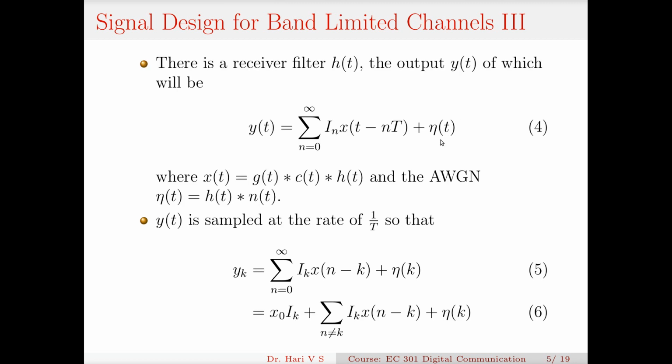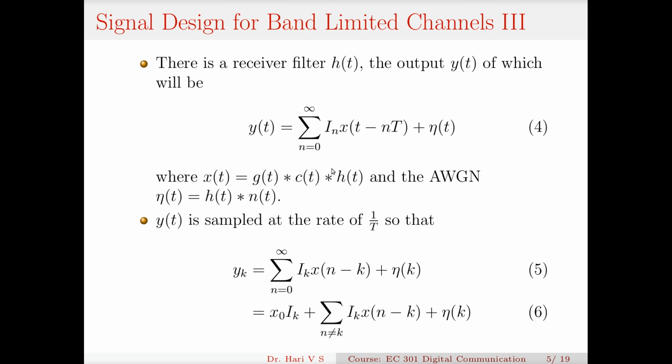This is n(t) convolution h(t), and this x is together with the transmitter filter, together with the channel, together with my receiver filter. So this is the overall impulse response of the system, that is g(t) convolution c(t) convolution h(t), that I mark as x(t). Now if you closely look at this equation 4, you will understand the effect of the ISI.